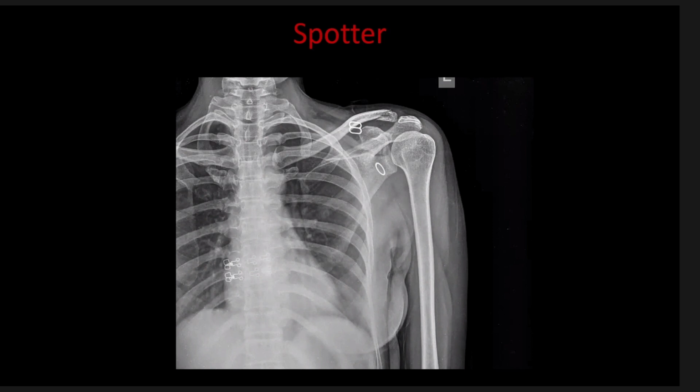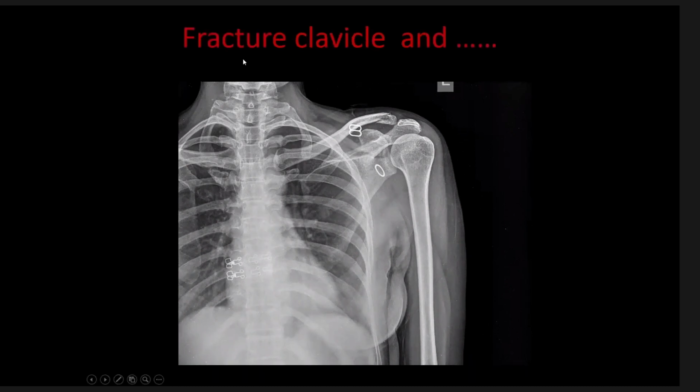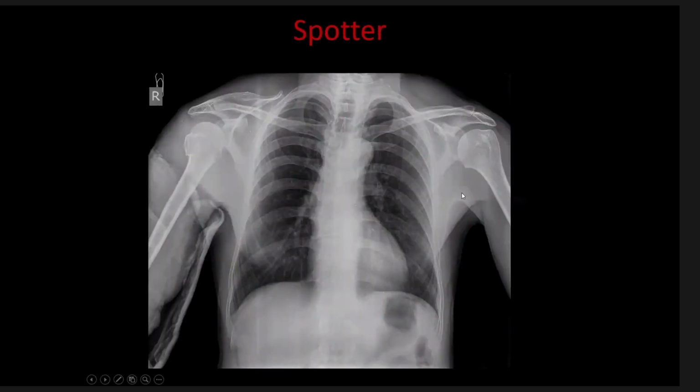Only Shritika, Surekha and candidate one have written. Yeah, correct. Fracture of the clavicle and scapula here. Clearly, we can appreciate a fracture line here going to the glenoid rim. Fracture scapula. Next X-ray.